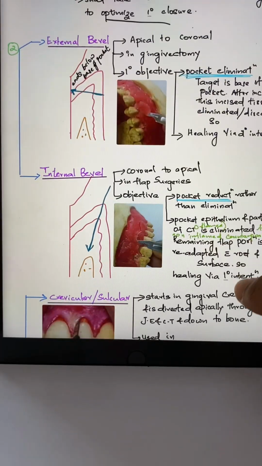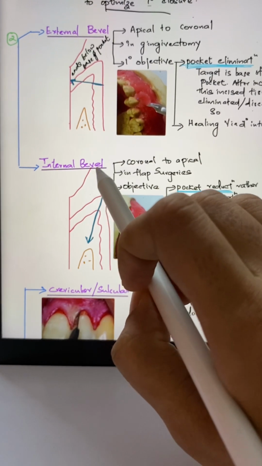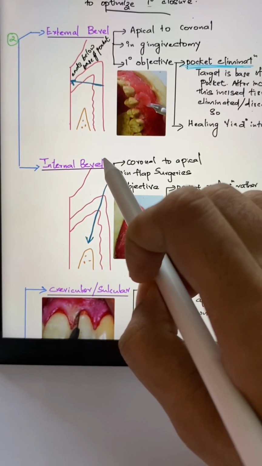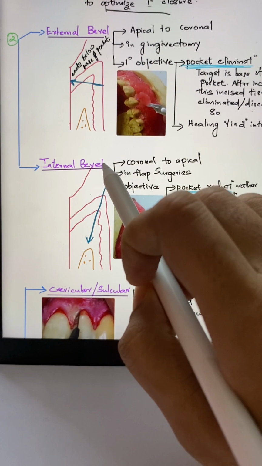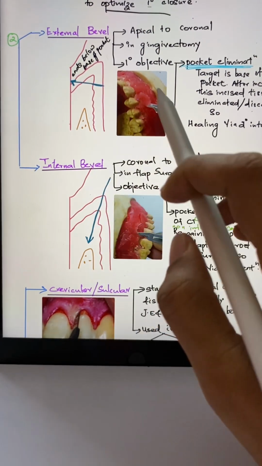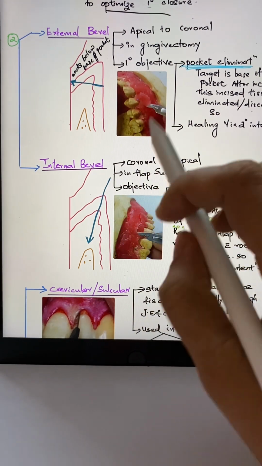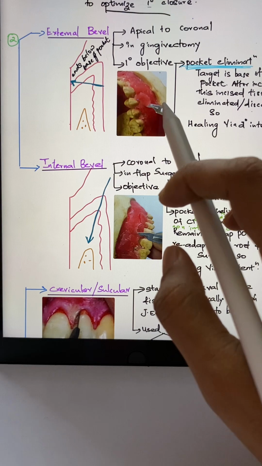And next we will talk about external bevel and internal bevel. It is a little bit confusing because in the textbook they have shown a diagrammatic representation that is a little bit confusing. So I uploaded here some clinical pictures so that you will understand the concept well.